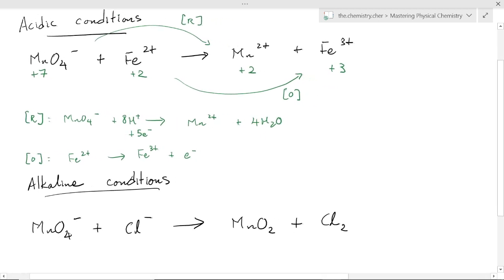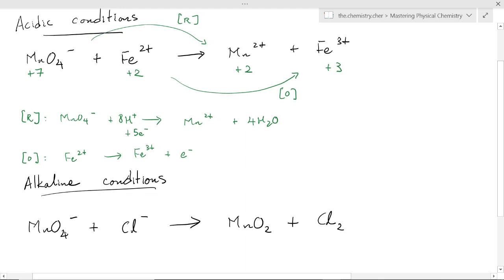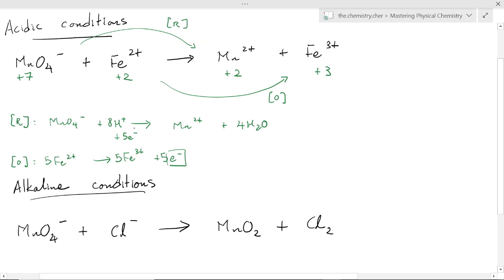So what we can do in the final step is to make sure that the number of electrons are the same. So I'll multiply this by 5 so that the entire equation gives me 5 electrons. So this becomes 5, 5, and 5. Since the number of electrons are now the same, I can add them both up and give me the overall equation. The overall equation will be MnO4- plus 8H+, and I'm going to add up all the reactant sides, so 5Fe2+, and this will give me Mn2+, 4H2O and 5Fe3+. And this is how you can balance redox equations in the acidic conditions.